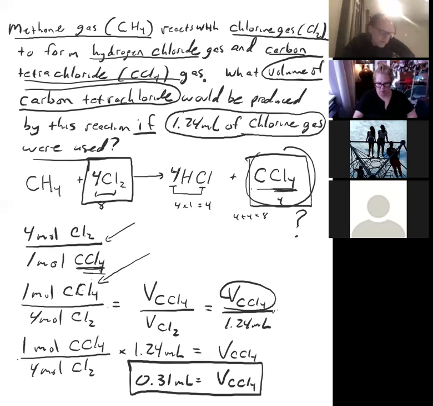And then you can look and see if it makes sense. What we said was the volume is proportional to the number of moles. So if you have 4 moles of chlorine and you have 1.24 milliliters, then 1 mole of carbon tetrachloride should be 1 over 4. So that would be 0.31 milliliters. Okay. So there you go. That's essentially the Avogadro's law problem. It's this relationship between volume and number of moles. Any question on that one?